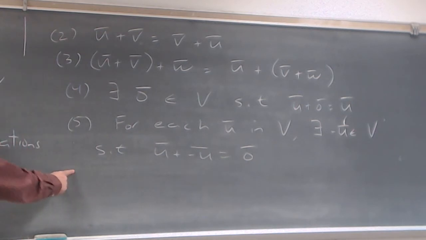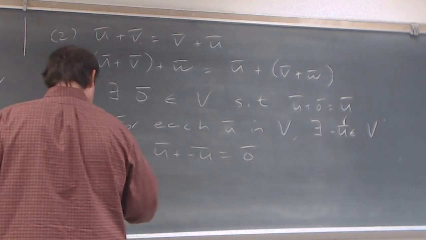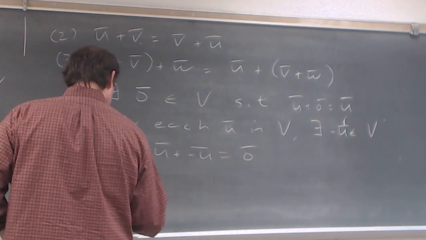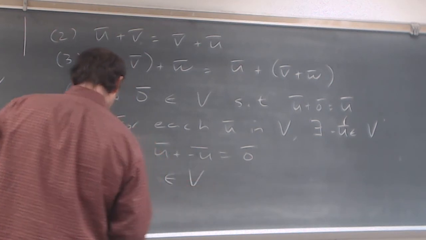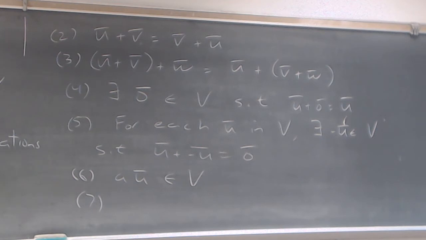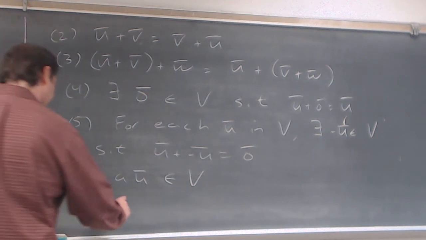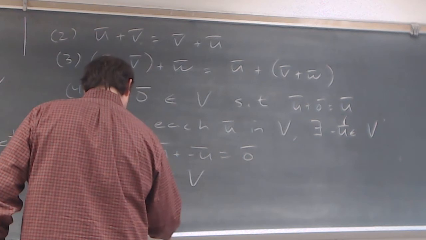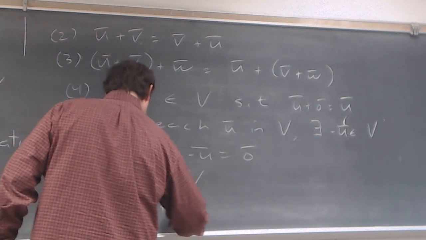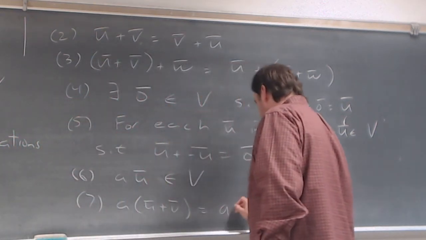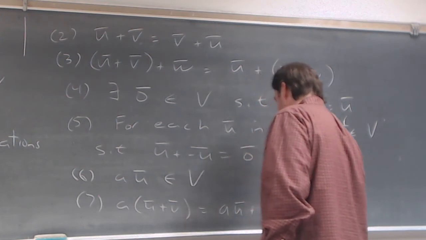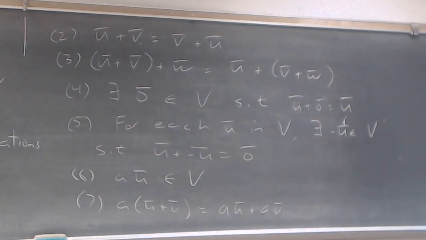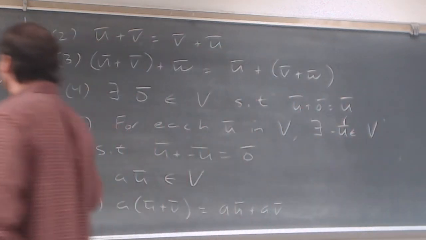Sixthly, if you take a scalar times an object in V, that's going to be an object in V. Seven, if you have a scalar, something from the field, times u plus v, that's going to be equal to the scalar times the first vector plus the scalar times the second vector. So it's the distributive property for the scalars involved.